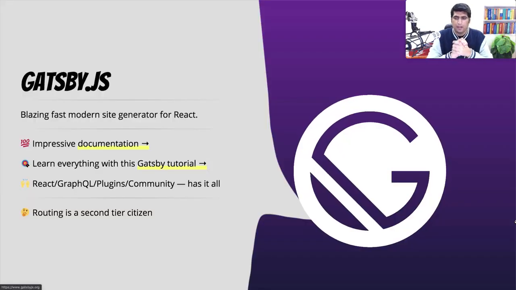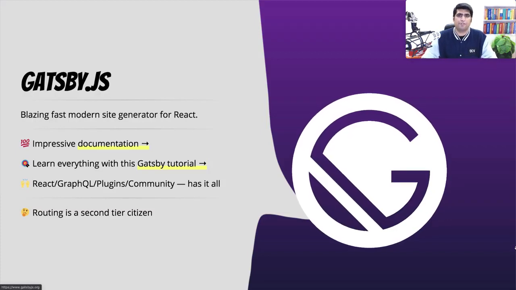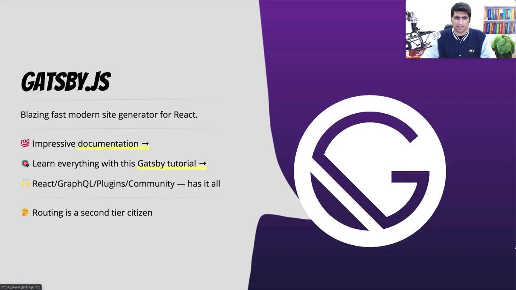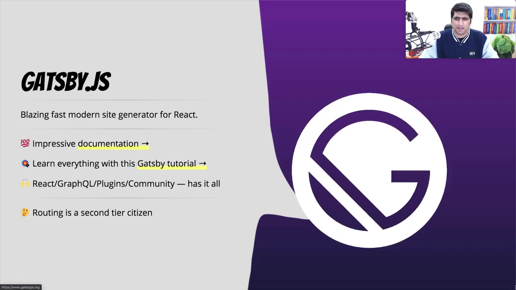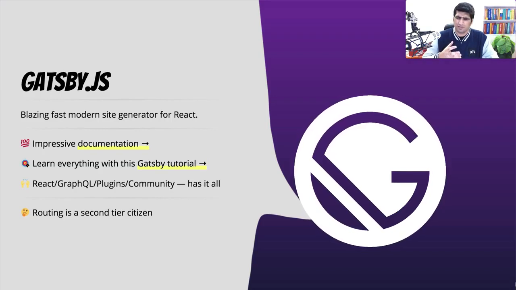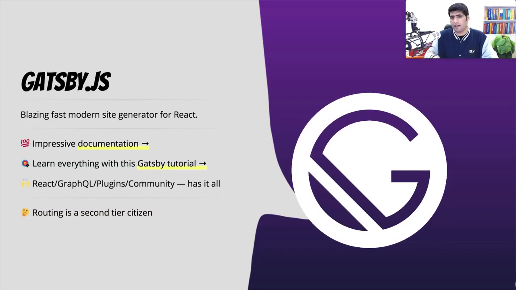So I went out of the community and I started to look for the options, and everyone was kind of recommending Gatsby.js. Gatsby has this impressive documentation and this support for React and GraphQL. But what I felt was missing in Gatsby was routing support. You see, routing is sort of a second-class citizen in Gatsby, and that was not really fitting well with the model that I had been building. It was not scaling well with the JAMstack.